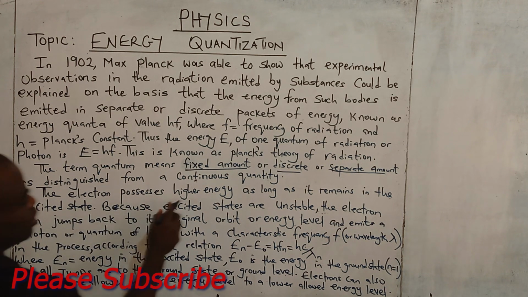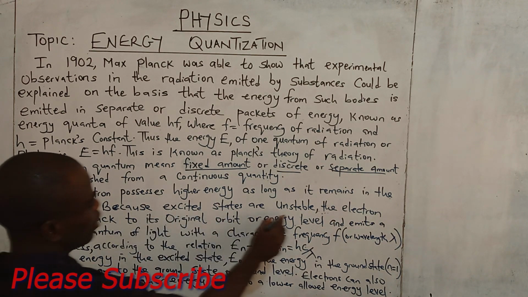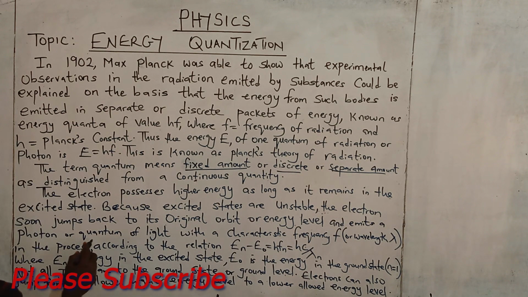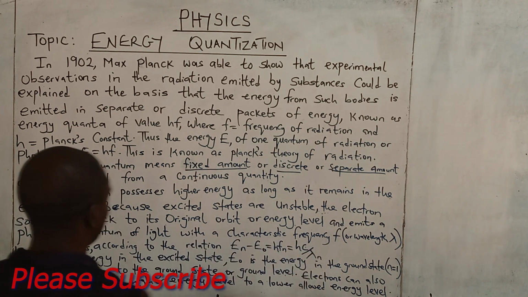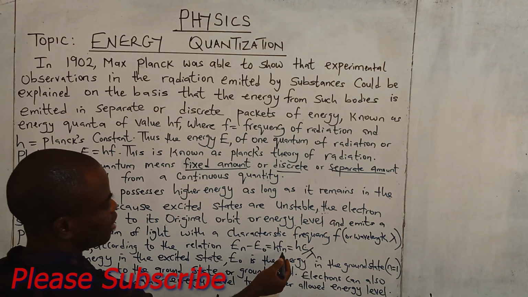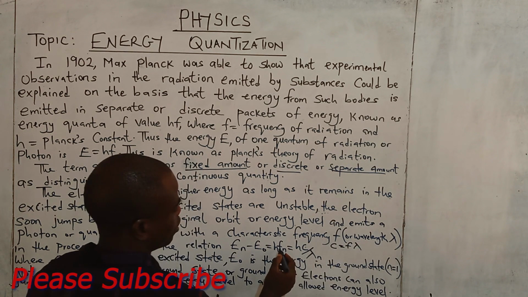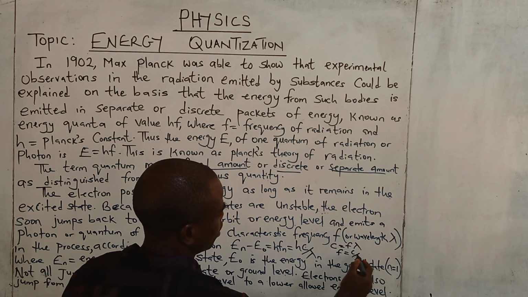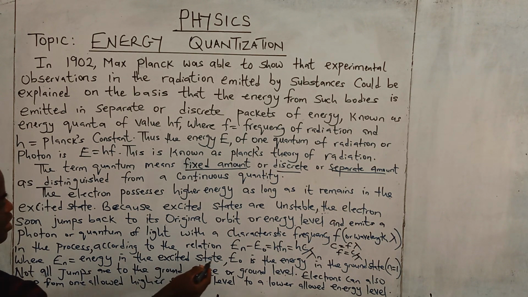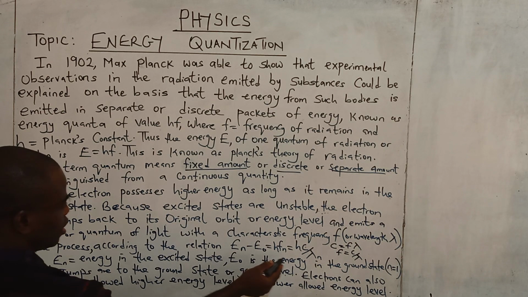Okay, now the electron possesses higher energy as long as it remains in the excited state. Because excited states are unstable, the electron soon jumps back to its original orbit or energy level and emits a photon or quantum of light with a characteristic frequency or wavelength. In the process, according to the relation, please take note of this formula: En minus E naught equals hf. The velocity c equals f lambda, so you can replace f with c over lambda, where En equals the energy in the excited state, E naught is the energy in the ground state, where n equals 1.